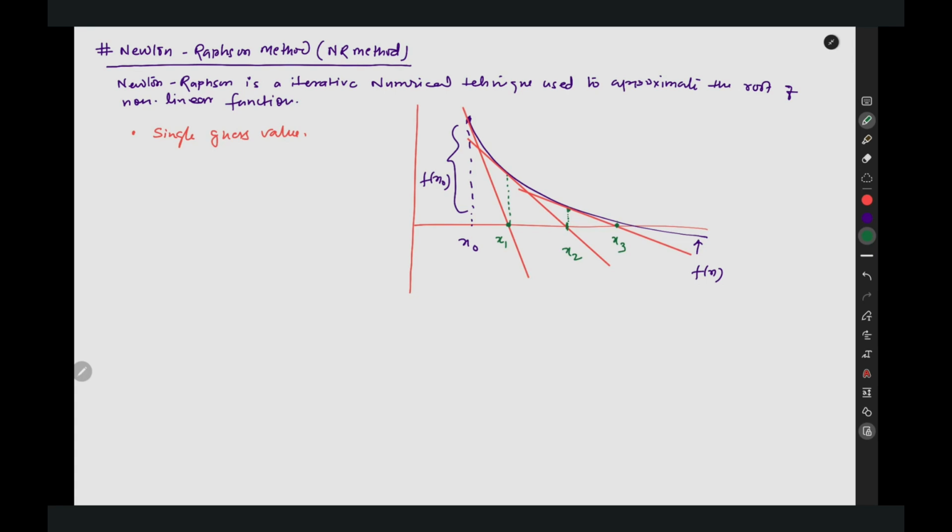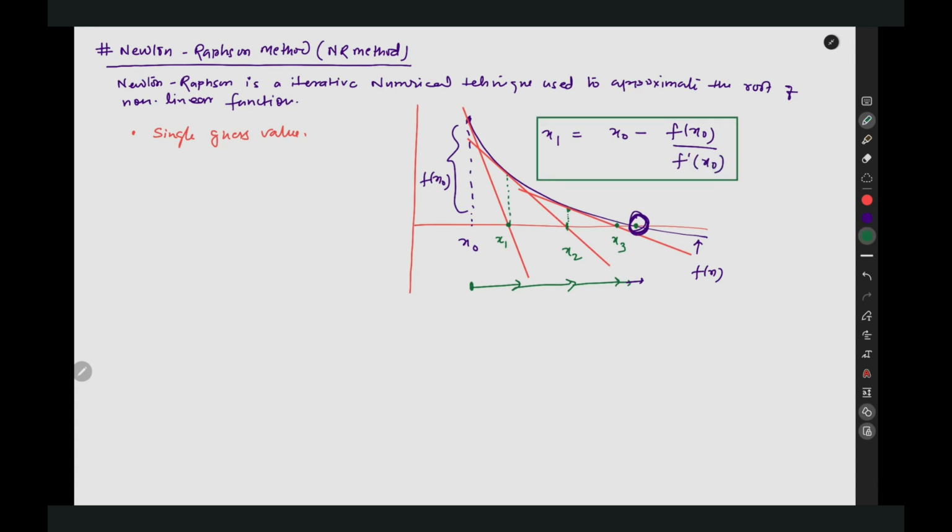Now we can see that earlier our guess was here on the x-axis, then it moves here, then here, and then here in this direction. Now we can see the real root is here. It cuts the graph at this point, and we are quickly moving near to this point. So that's how the Newton-Raphson method works. The formula for calculating the next iterative value is x1 equals x0 minus f of x0 divided by f dash of x0.